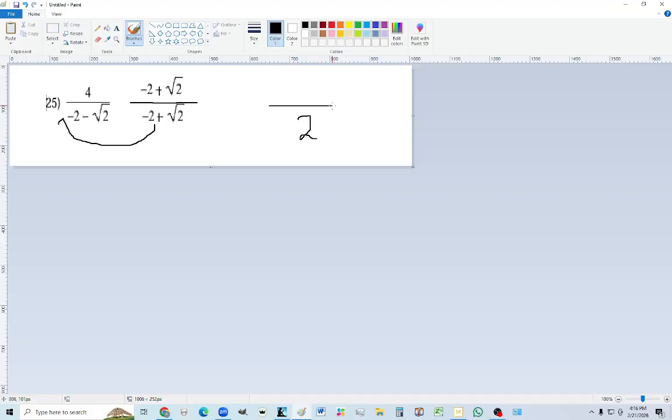Up top, when I distribute, well, you know what? I'm not going to distribute yet. I'm going to leave it like the 4, and it's multiplying minus 2 plus square root of 2. And I say, you know what? This 4 can simplify with this 2, and it just becomes 2 up top. And the 2 down below becomes 1, or it disappears. And now I can distribute if my teacher wants me to. 2 times minus 2 is minus 4. And then plus 2 square root of 2.